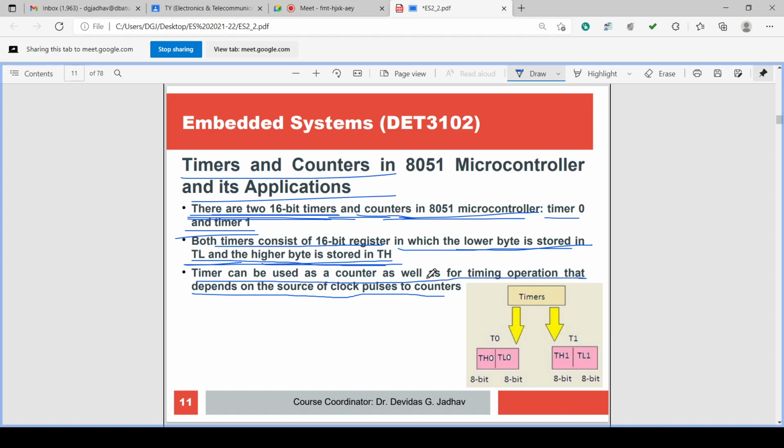So this is the timer. A timer can be used as a counter as well as for timing operation, and that depends on the source of clock pulses to the counter. It depends on that, whether it is a timer or a counter.